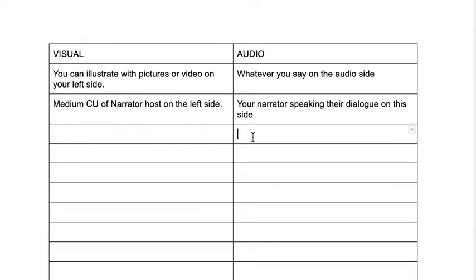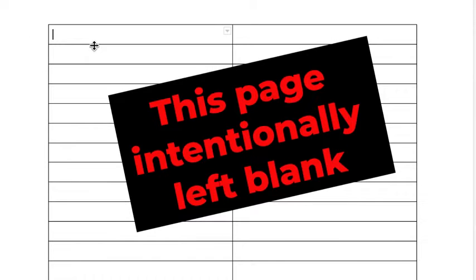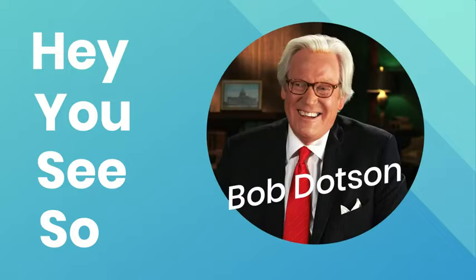Super easy. Once you have a template for your script, you might get a case of writer's block and not know what to fill it in with. To remedy this, try using Hey You See So. Hey You See So is a script writing hack that was developed by journalist Bob Dotson on how to best tell a story. Here's how it works.